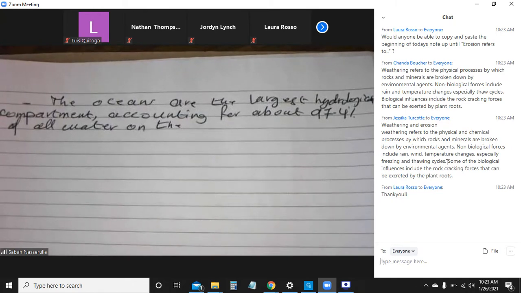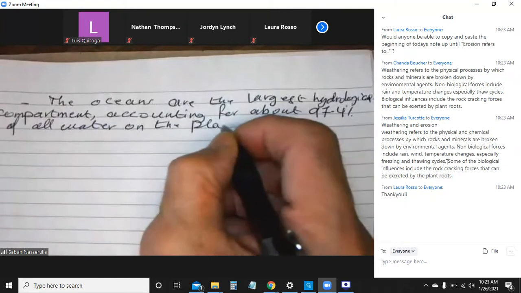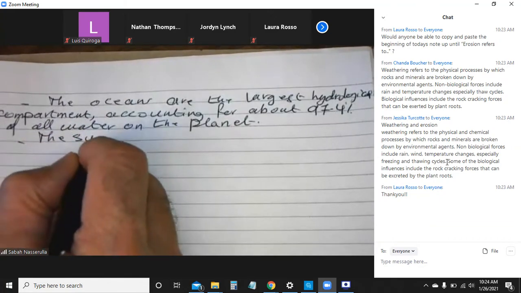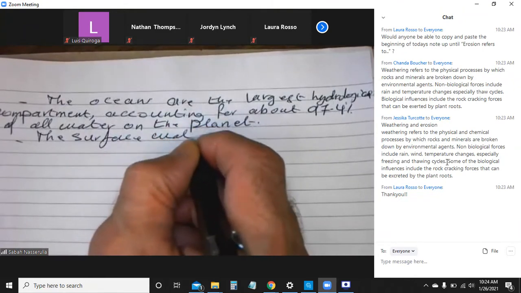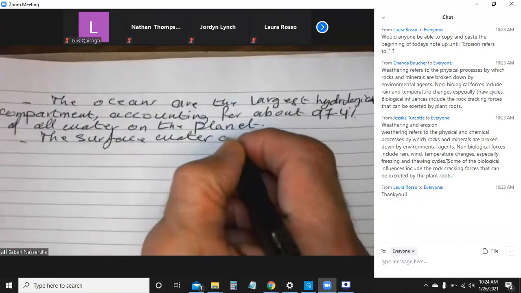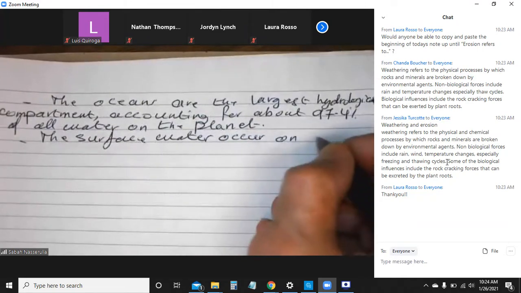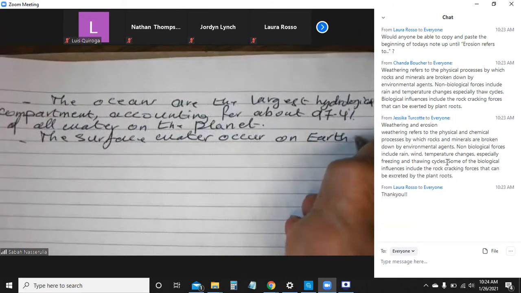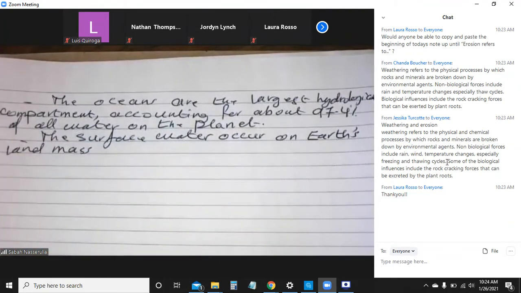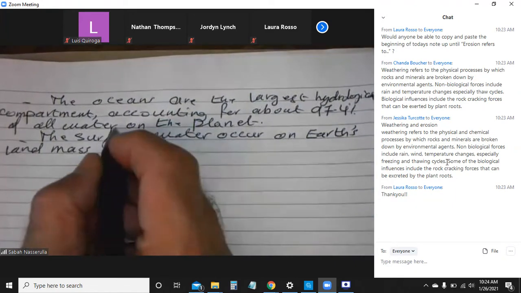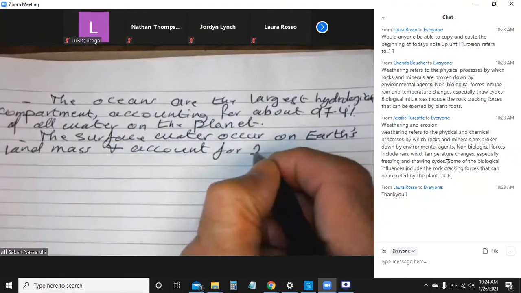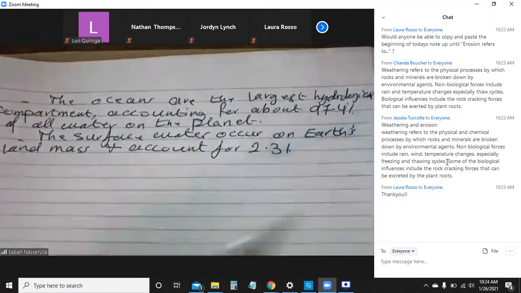All right, of all water on the planet. Now a little bit about the surface water, which occurs on Earth's land mass, and accounts for about 2.3 percent of the global water.